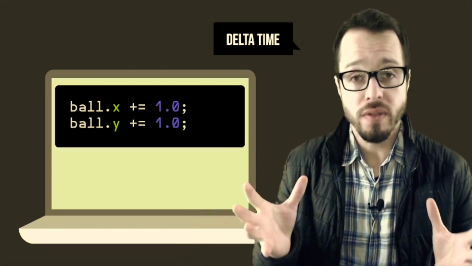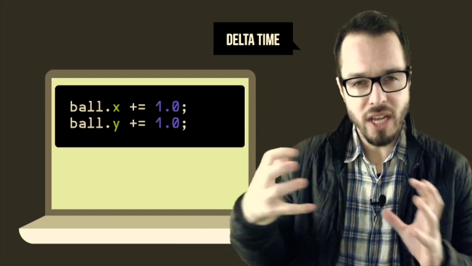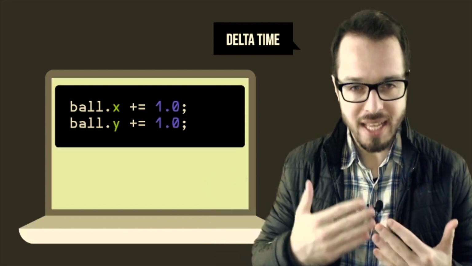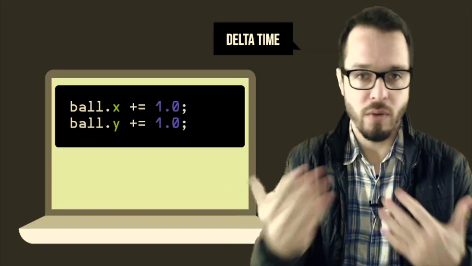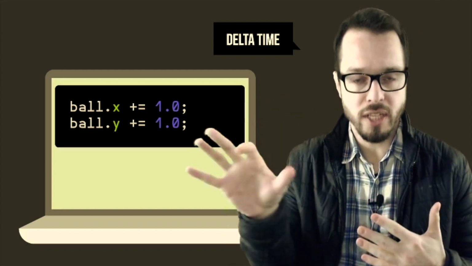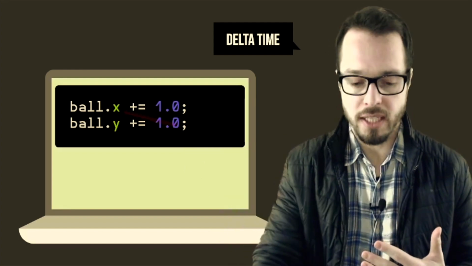Instead of thinking how many pixels per frame I move, I usually have to think how many pixels per second. I think that makes more sense for us. So I want to make sure that my ball moves 30 pixels in 1 second, for me and for you, regardless of the speed of our computers, always going back to that idea of our fixed time step.